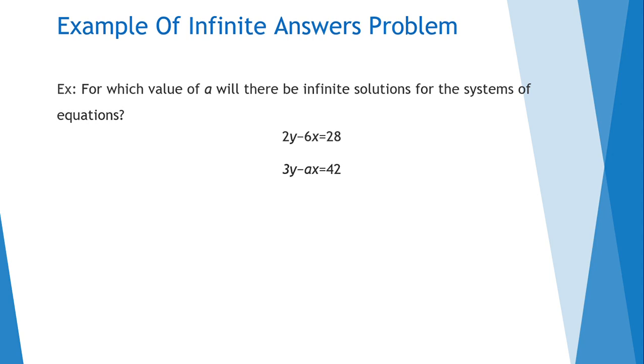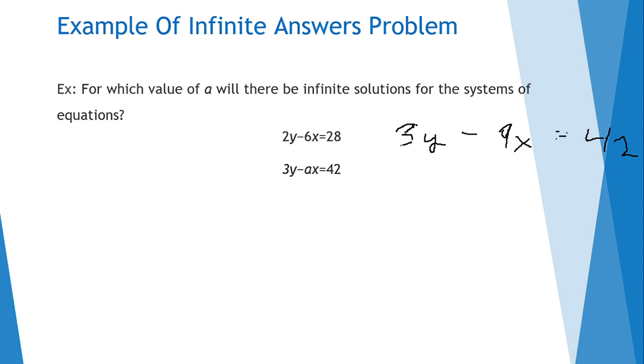So if I multiply this by 1 and 1/2, I should get 3y, and remember, multiplying by 1 and 1/2 just means multiplying by 1 and then adding 1/2. So minus 9x equals 28 divided by 2 is 14, 14 plus 28 is 42. So we have 3y minus 9x equals 42 and 3y minus ax equals 42.